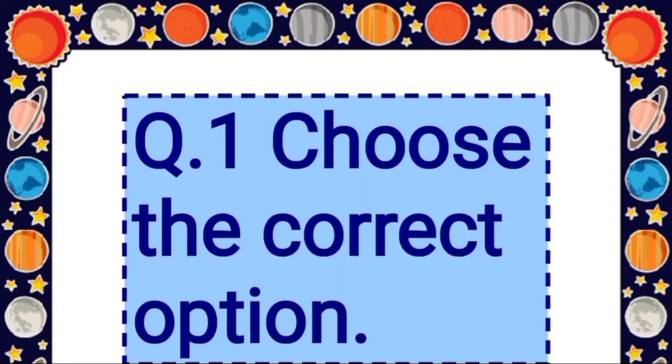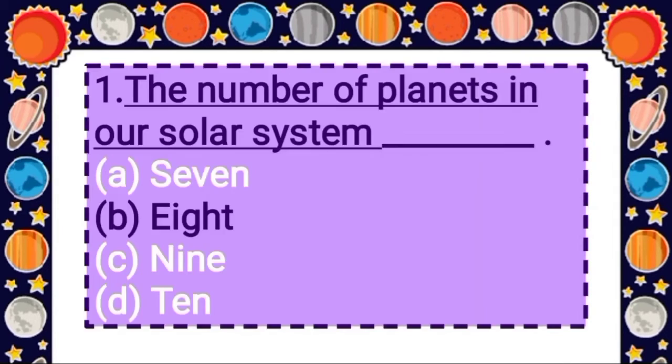Let's solve question 1. Choose the correct option. The number of planets in our solar system. So the question is the number of planets in a solar system dash.